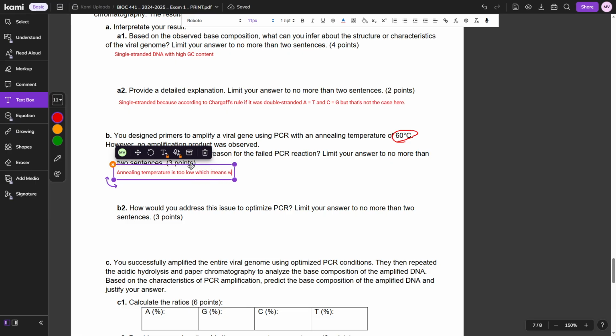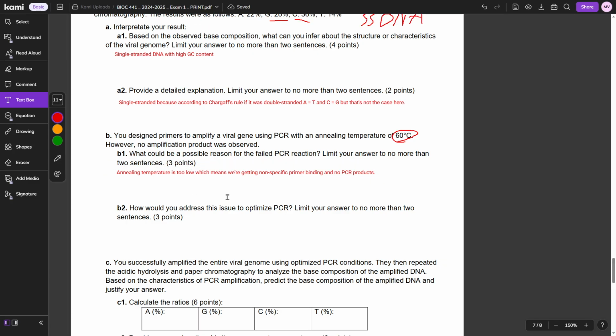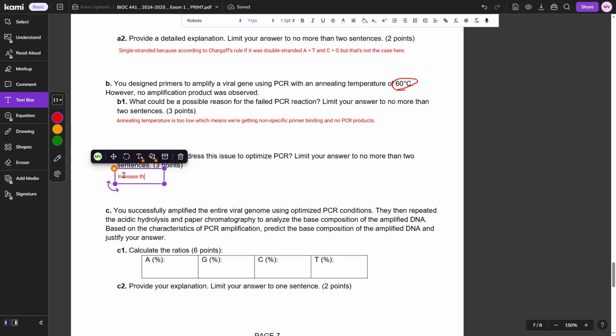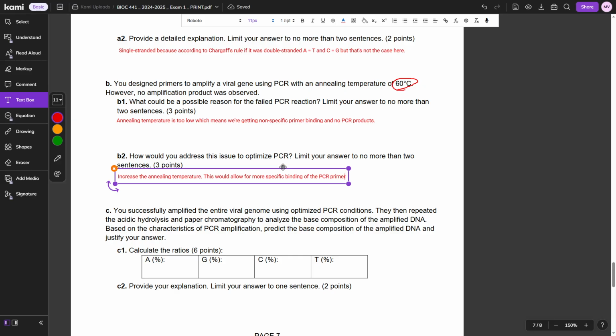Which means we're getting non-specific primer binding and no DNA elongation and no PCR product, something like that, right? How could you address this issue to optimize PCR? This is pretty easy. Increase the annealing temperature. Something like that, right? And maybe you could explain, this would allow for more specific binding of the PCR primer.